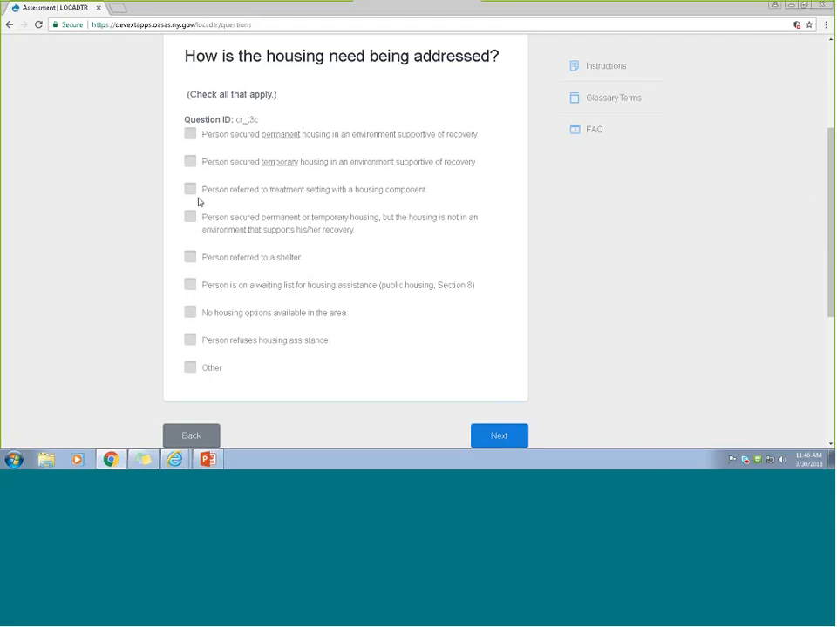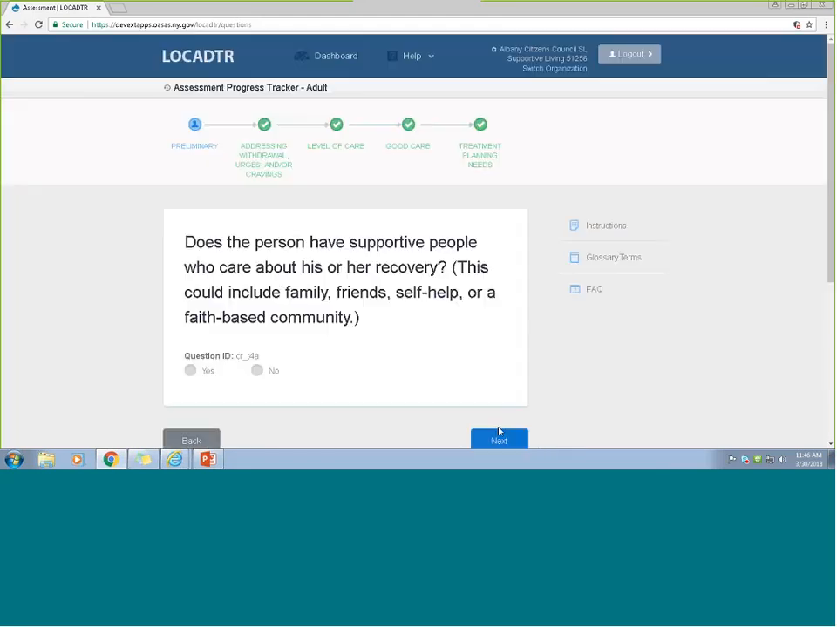So I'm going to say the person's been referred to treatment with the housing component. Finally, we asked, does the person have supportive people who care about his or her recovery, and this could include family, friends, self-help, or a faith-based community? I would say yes to that.